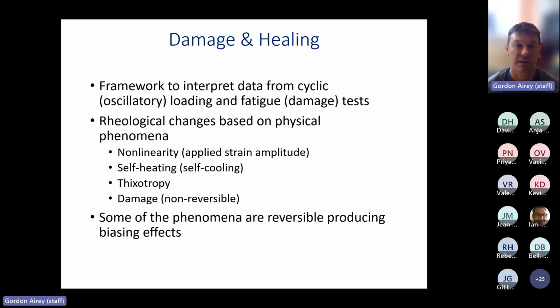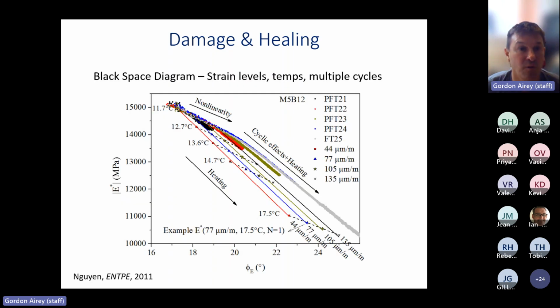There are the thixotropic effects that we talked about in terms of steric hardening and changes that happen that may or may not be reversible. And then, of course, there's obviously damage. I think it's important to appreciate that trying to understand all of those at the same time in terms of our analysis becomes extremely complicated, especially if some of the phenomena are reversible. Some of them are producing potential biasing effects in terms of the data. So this is an example, and it looks very complicated, but it actually allows us to see a number of different things at the same time.